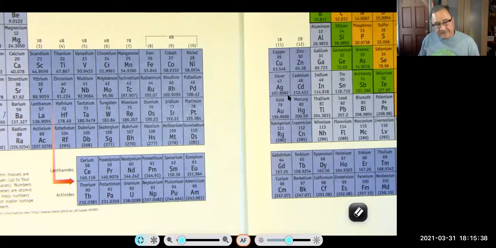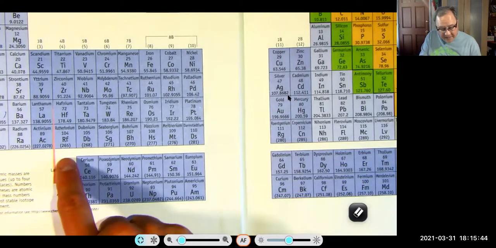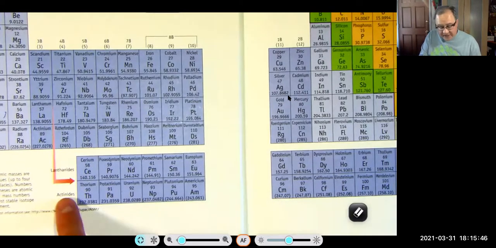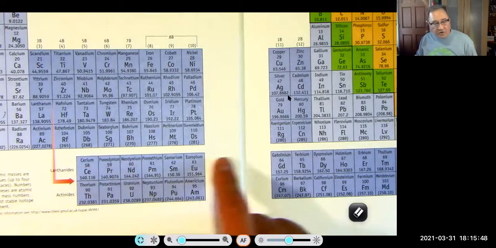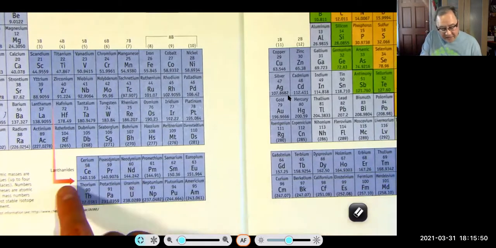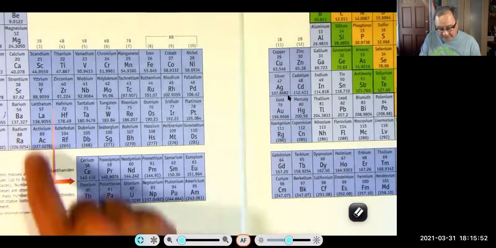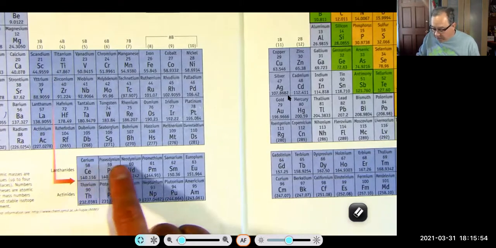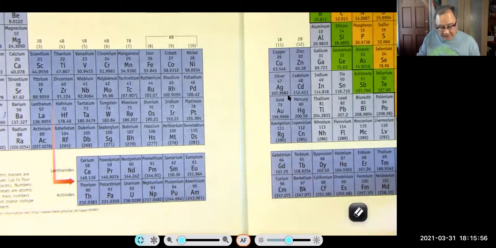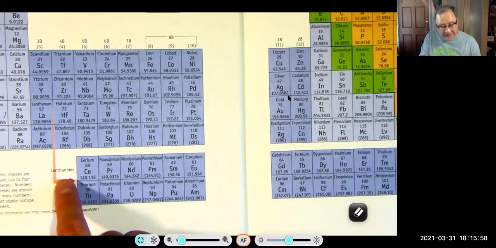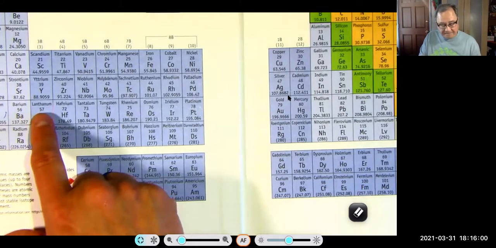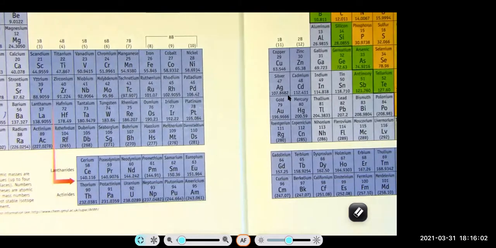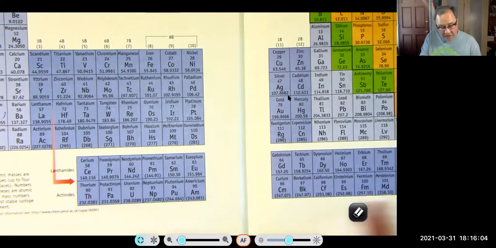Correct. The reason your periodic table puts lanthanum down here and actinium down here is because the elements that follow are named after lanthanum and named after actinium. This whole row of elements are called the lanthanides because they follow lanthanum. And these are called the actinides because they follow actinium.